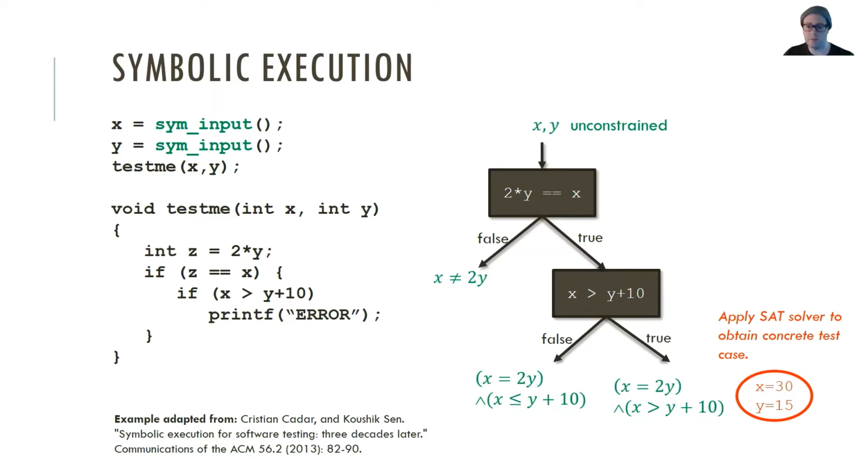And so you can see that by using a SAT solver to solve for possible solutions to the conjunction x is equal to 2y and x is greater than y plus 10 on the bottom right hand corner there, we can get a completely concrete input to the program that would drive execution to the error statement.